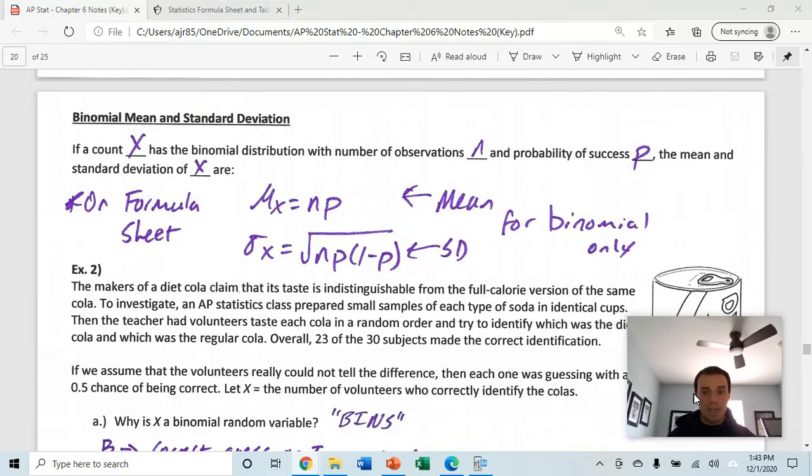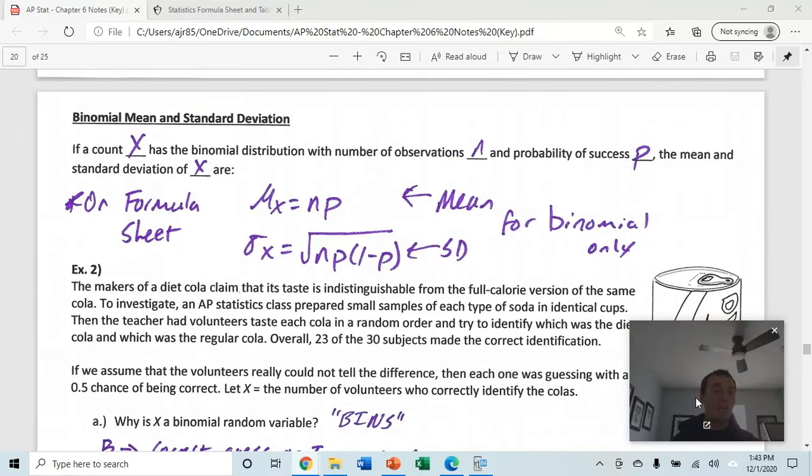When we're talking about the mean and the standard deviation for a binomial variable, these formulas are also on the formula sheet. So to find the mean for a binomial situation only, you take n times p. To find the standard deviation of a binomial situation, you take the square root of np times 1 minus p. Both of these formulas are on the formula sheet, and they are not something that we need to worry about memorizing, sorry.